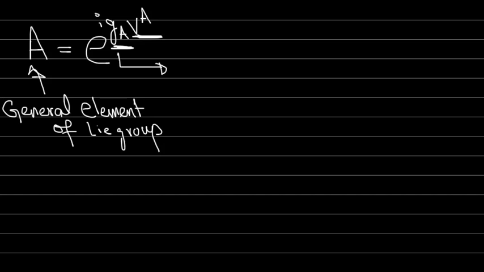GA is the generator. It generates a transformation, right? So that's what a generator is. It generates a transformation. And VA is a parameter which parameterizes the transformation, right? So it's a parameter, and its job is to parameterize the transformation.